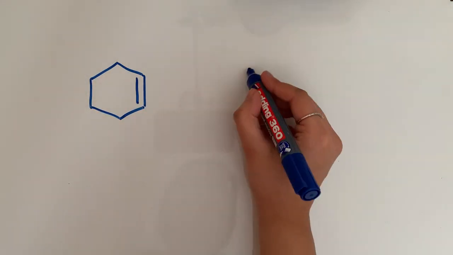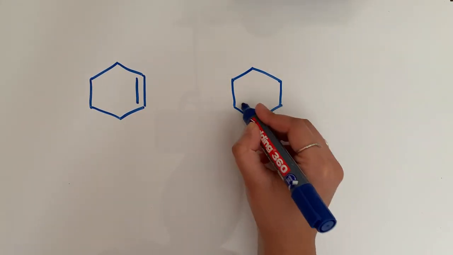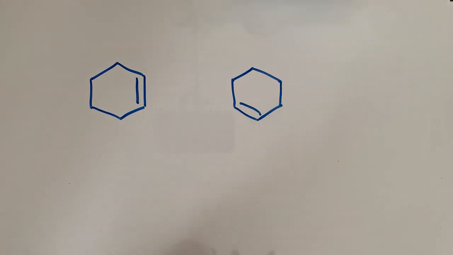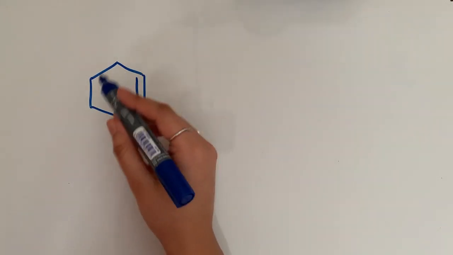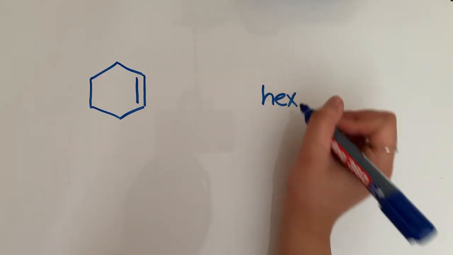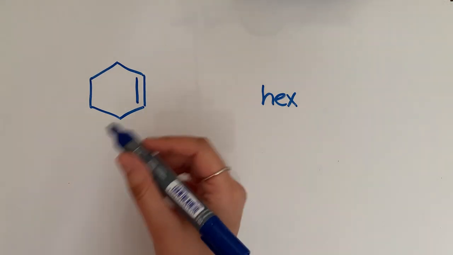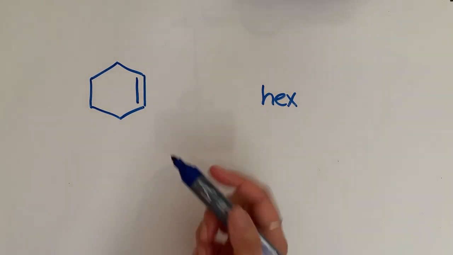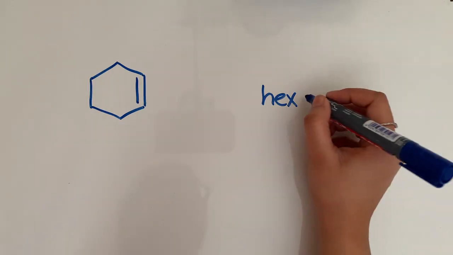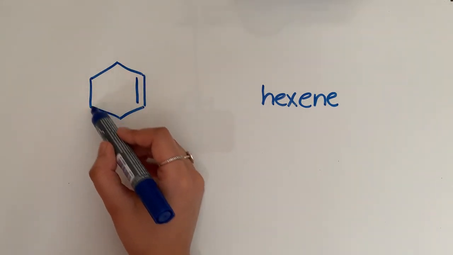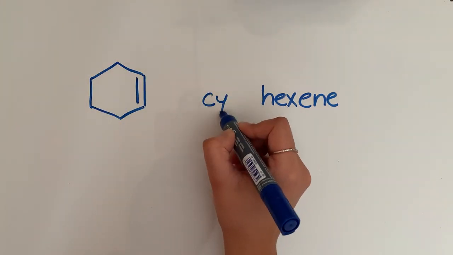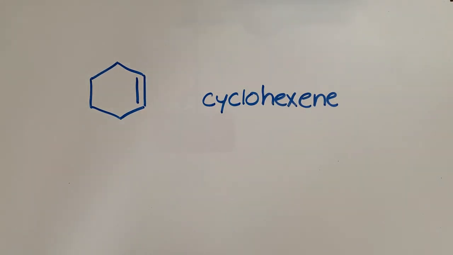Cyclic means it's in a ring. If we look at this one here, obviously we can rotate this anyway. If I'd drawn that out, they're exactly the same thing. I've literally just rotated it. So this molecule here has 6 carbons in it, so it's going to be hex. We've got 1 double bond in there. We don't need to number it because there's literally just 1 double bond. Technically it is hex-1-ene, but we don't need to put the number in here, so this is hexene. And because it's in a ring, this is called cyclohexene.